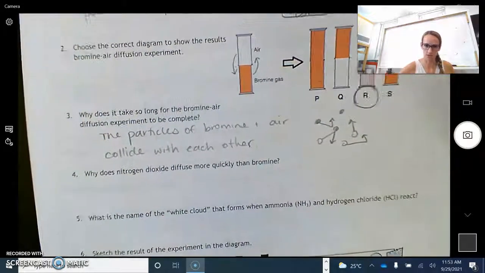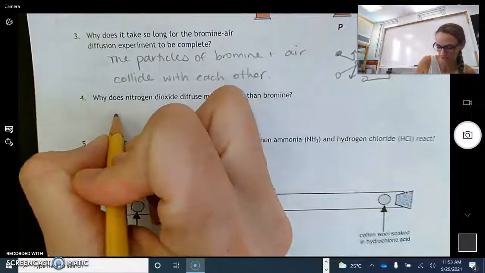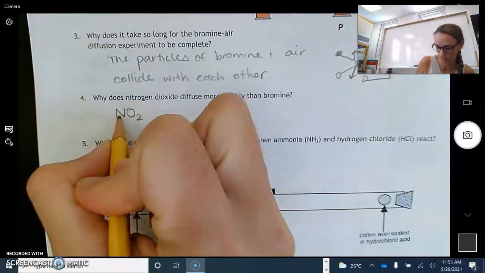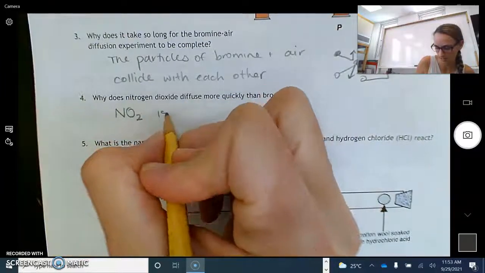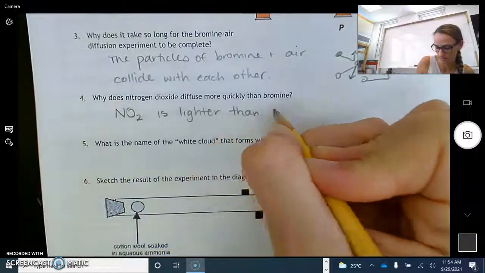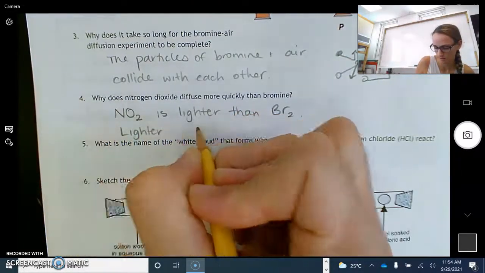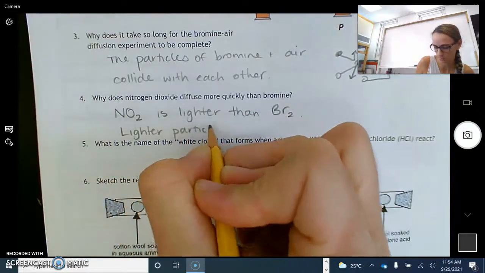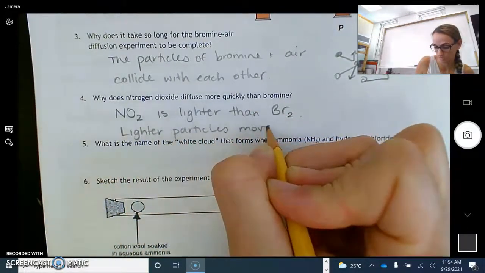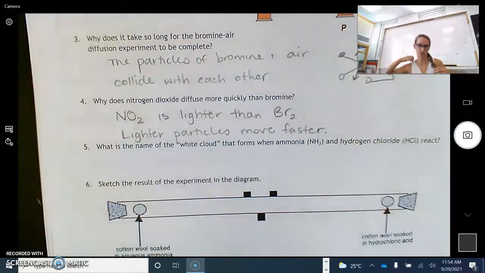Nitrogen dioxide diffuses a lot more quickly than bromine, and that's simply because it's lighter. NO2 is nitrogen dioxide, and it has much less mass than Br2. Lighter particles move faster. Okay, the example I always give is, imagine I tried to kick a soccer ball and I tried to kick a bowling ball.